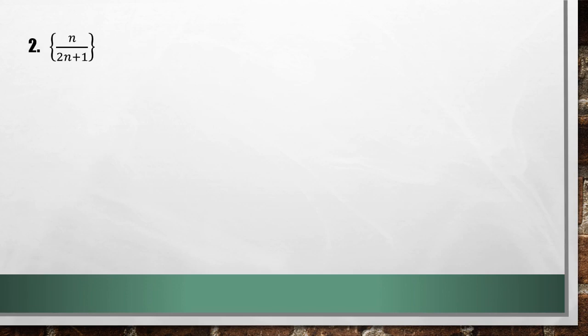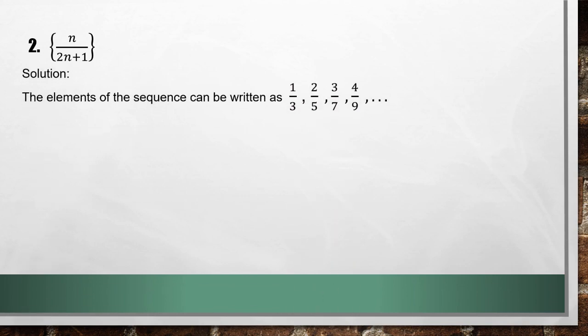Now, the next example is the sequence n over 2n plus 1. If we write the elements of the sequence, we have 1/3, 2/5, 3/7, and 4 over 9 as the first four sequence terms of n over 2n plus 1. That is, if n is equal to 1, we have 1/3. If n is equal to 2, we have 2/5 as the second term. If n is equal to 3, the third term is 3 over 7. And if n is equal to 4, the fourth sequence term is 4 over 9.